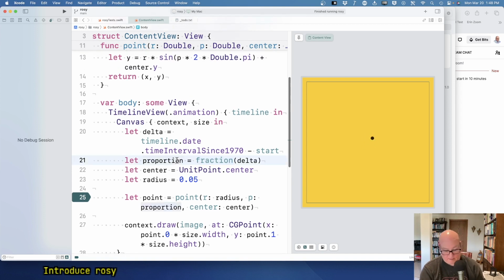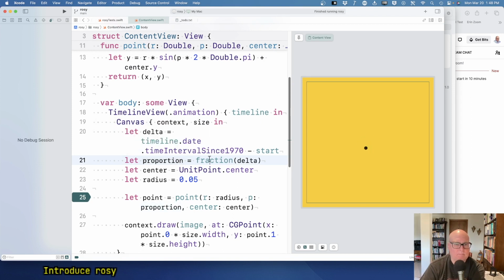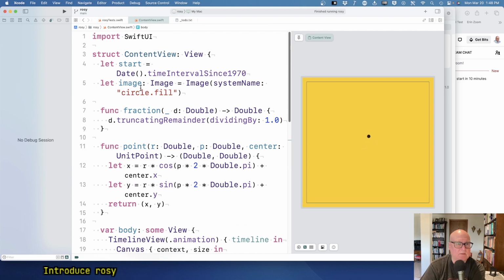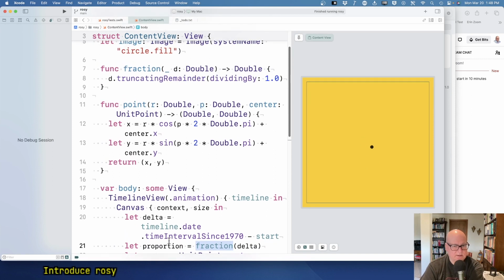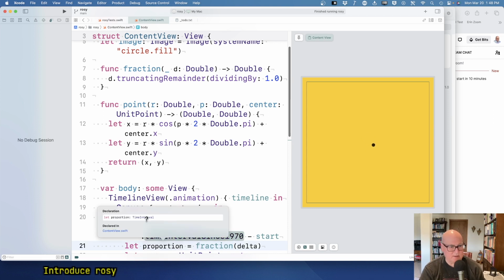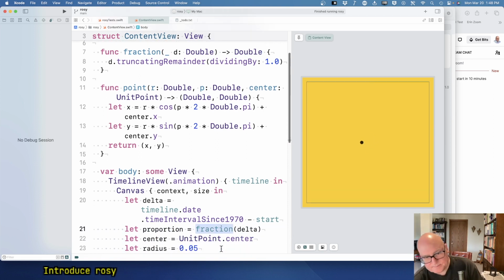Okay, and they are double, time interval. Well, fraction, delta. I think that's a little weird. Proportion. I didn't make it. I mean, proportion says fractions producing a double.